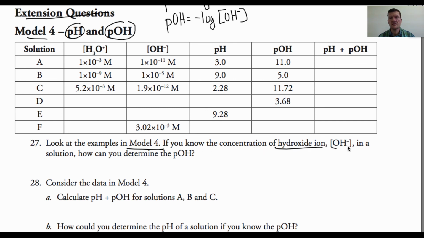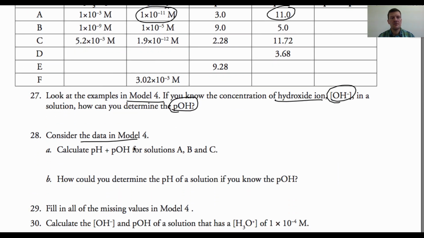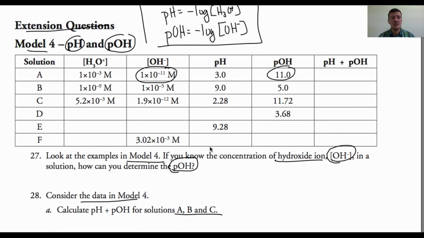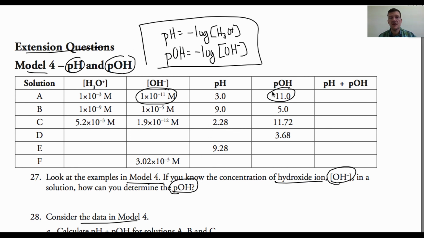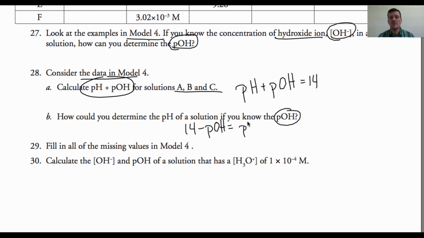If you know the concentration of hydroxide ions in a solution, how can you determine pOH? So as I just mentioned, we can take the negative log of the concentration of hydroxide to get the pOH, as mentioned right here. Okay? Consider the data in Model 4. Calculate pH and pOH for solutions A, B, and C. So we're adding these two. For A, B, and C, we're adding 3 and 11, 14. 9 and 5, 14. 2.28 and 11.72, 14. Isn't that interesting? So we know that the pH and the pOH, in an aqueous solution at a particular temperature, are always going to add up to 14. Okay? So if you know one, you know the other. If you know the pOH, you would just take 14 minus that pOH in order to get the pH.